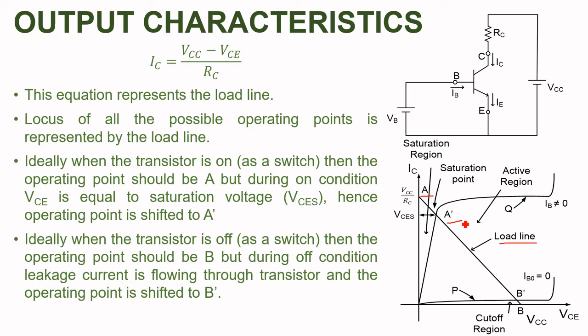Ideally, when the transistor is in the off state, then the operating point should be B. But under the off state, or when the transistor is working in the cutoff region, there is a very small current, that is leakage current, flowing through the transistor. Because of that leakage current, the operating point is shifted to B dash.